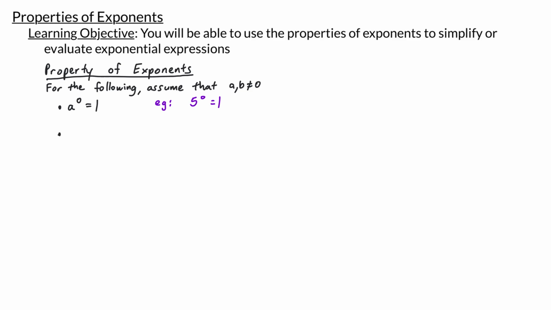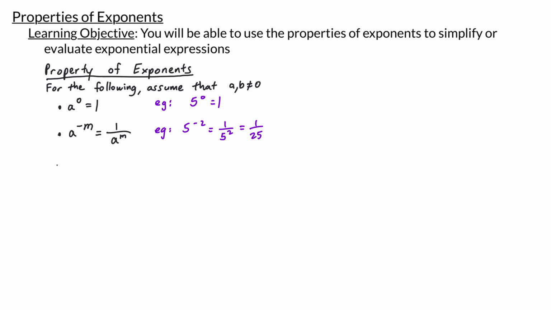Our next property tells us that if I have a raised to the power of negative m, then this is the same as 1 over a to the power of m. As an example, consider 5 to the power of negative 2. This, according to our property, is the same as 1 over 5 squared, which we can simplify to 1 over 25.